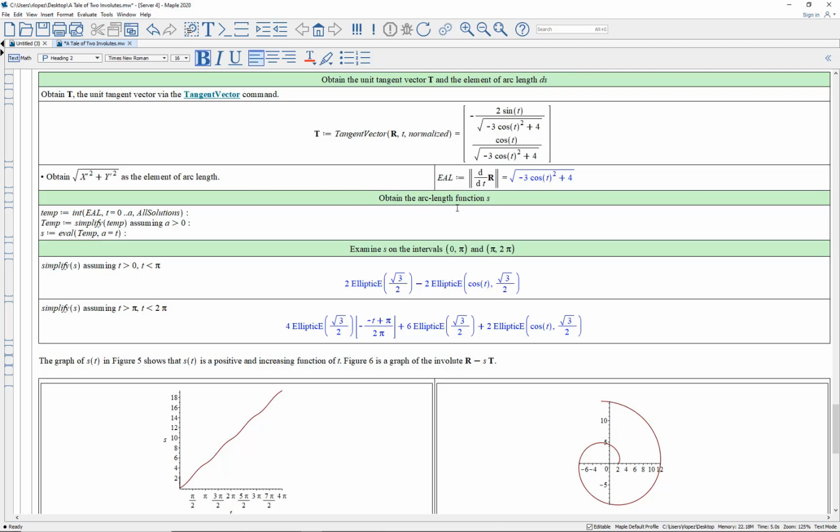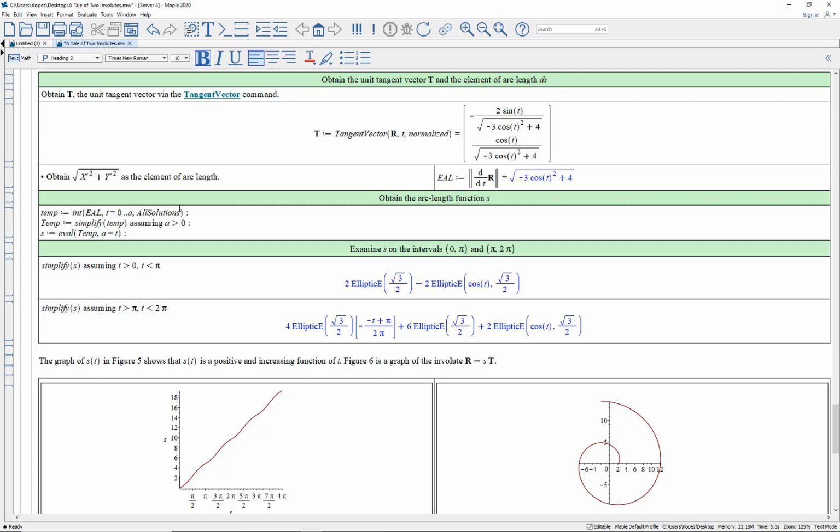What is this square root? It is the length of the derivative of r, and that turns out to be this square root. Now I want to integrate that. I want to integrate it from 0 to some stopping point, called the stopping point A. Well, Maple's int command doesn't know if A is greater than 0, less than 0, equals 0, how it is related to t. So I've put in the all solutions so that I get a piecewise solution containing what happens if A is greater than 0, less than 0, or equal to 0.